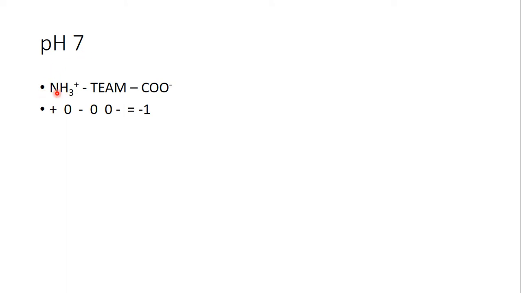So the N-terminus is positive 1. That's why I have a plus here. T, uncharged, 0. E, negative 1, so negative here. A, 0. M, 0. C-terminus, COO minus, minus 1. So at pH 7, when I add up the charges, I have a plus 1, minus 1, minus 1. Overall, the charge of this peptide at 7 is minus 1.